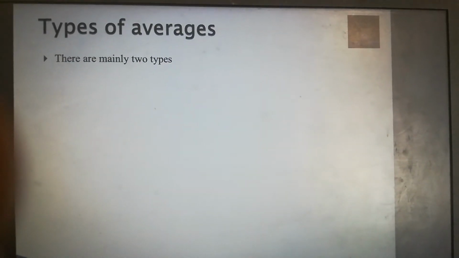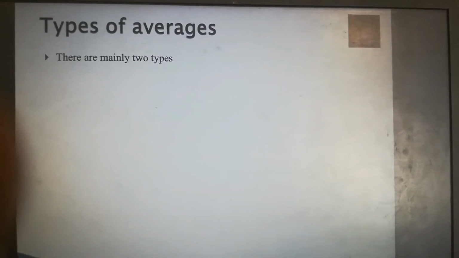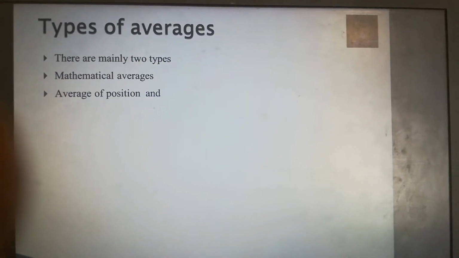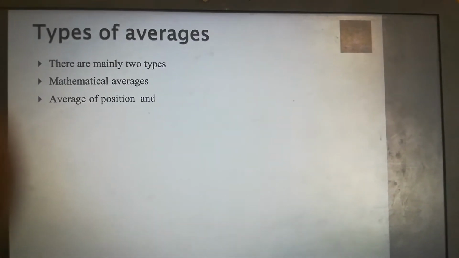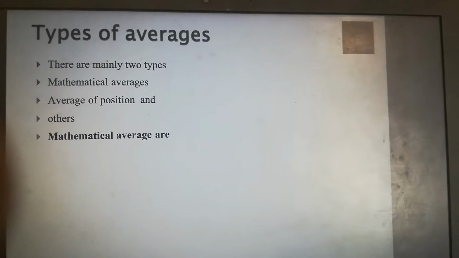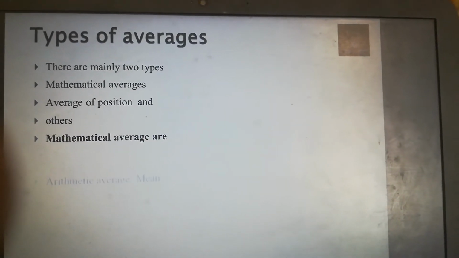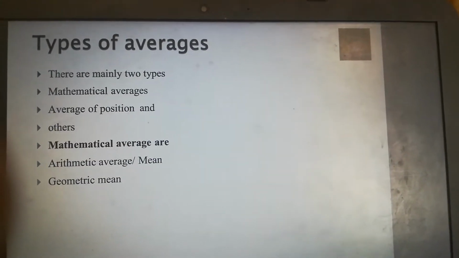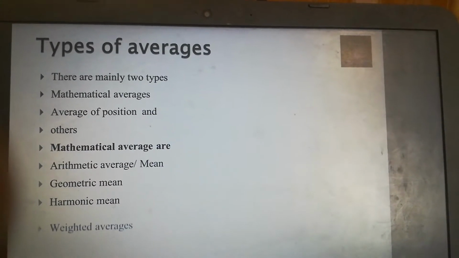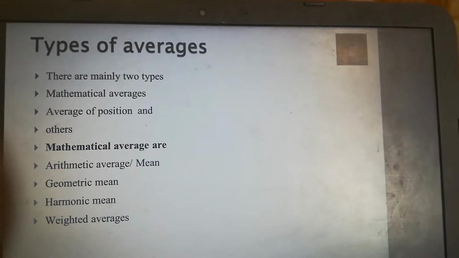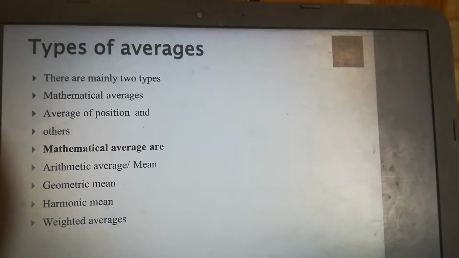And the commonly used averages. There are mainly two types of averages for the center. One is mathematical and the other one is average of position. And there are others also. So first let us see the mathematical average. They are arithmetic average, geometric mean, harmonic mean, weighted average. Okay, today's session we will be dealing with these mathematical averages.